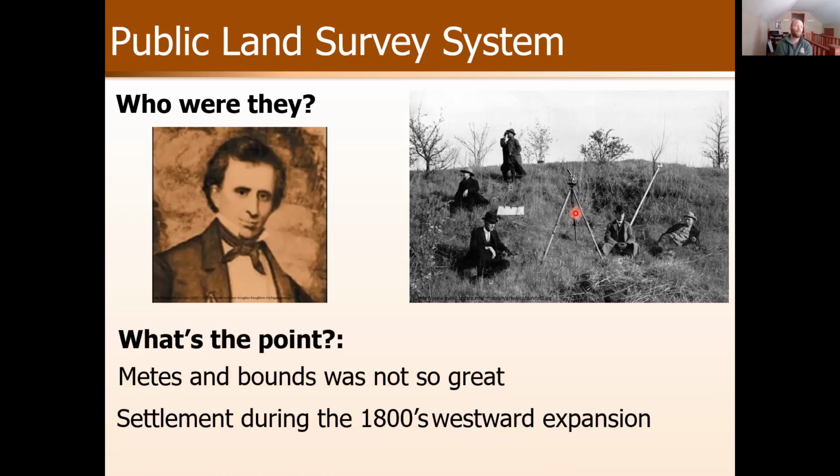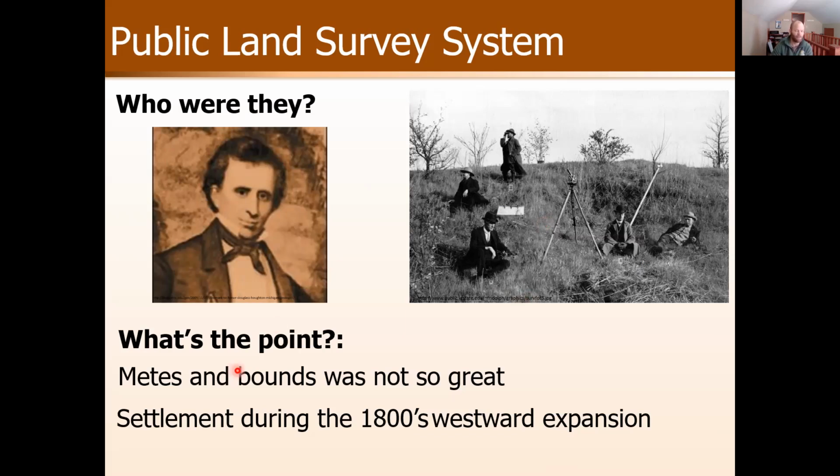And so what's the point? Why did we go through all this effort and send all of these public land surveyors out into the abyss, if you will, to subdivide the land? Well, the system that was pre-existing, at least in terms of how we occupy and subdivide, buy and sell, and own land in its current form in the US, was called metes and bounds, and it largely was inherited from the European settlers.